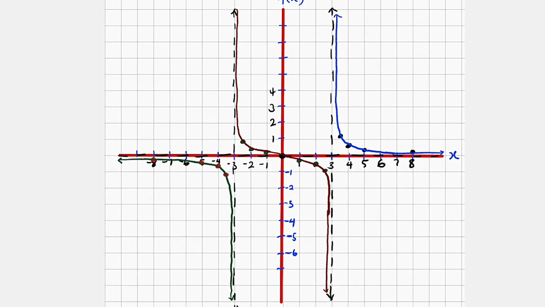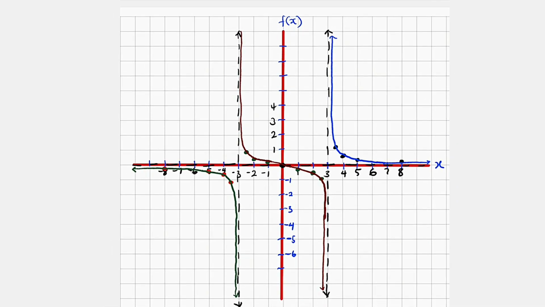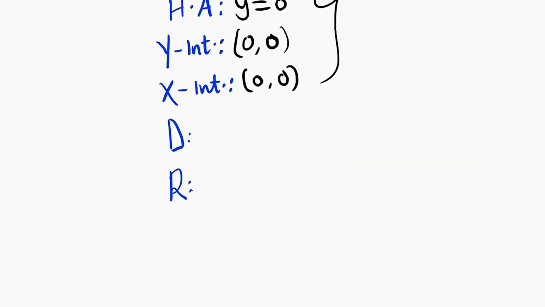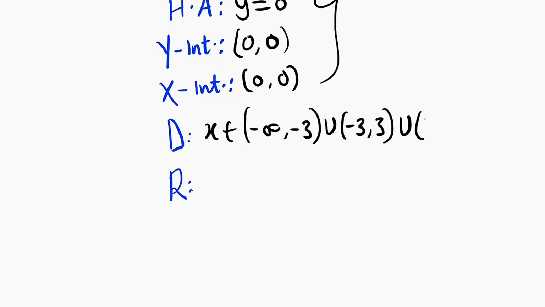Now, all we have to obtain are the domain and the range. Let me start with domain. Domain, we have the values of x from negative infinity down to positive infinity, excluding negative 3 and positive 3. So domain, remember they are the values of x from negative infinity down to negative 3, excluding negative 3. Then from that negative 3 down to positive 3, and from positive 3 down to positive infinity.